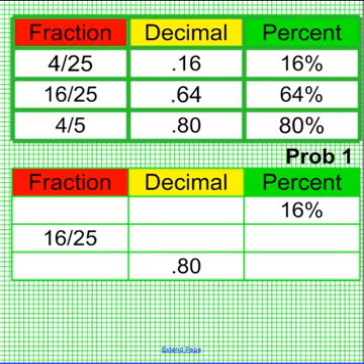Okay, here are the answers. For the first one, for 16%, you should have the fraction of 4 over 25 and the decimal equivalent of 0.16. For the second one, for the fraction of 16/25, you should have had the decimal equivalent of 0.64 and the percent of 64%. And for the last one, for the decimal of 0.80, you should have 80% and the fraction of 4/5.